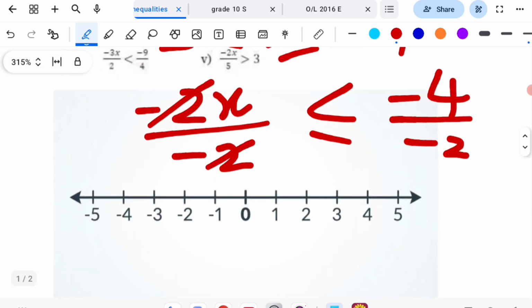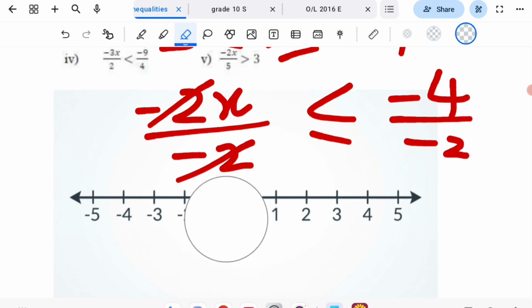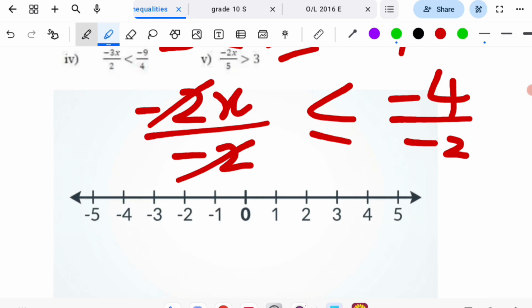Then we can cancel out minus 2 and minus 2. x less than or equal to minus divided by minus, plus 4 divided by 2, 2. x less than or equal to plus 2. Then we can represent it on the number line, plus 2 and numbers less than plus 2, like this.